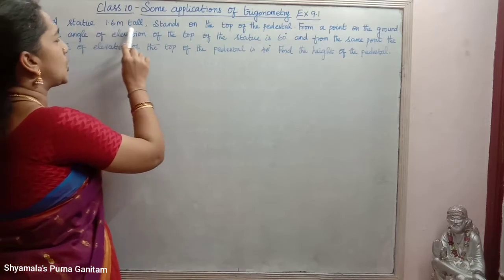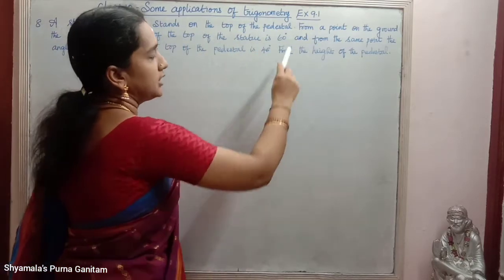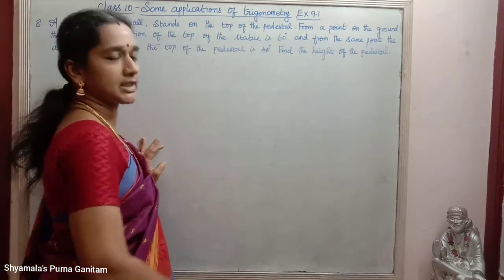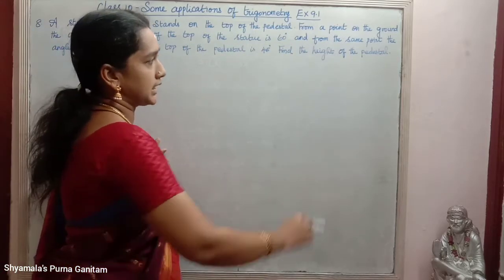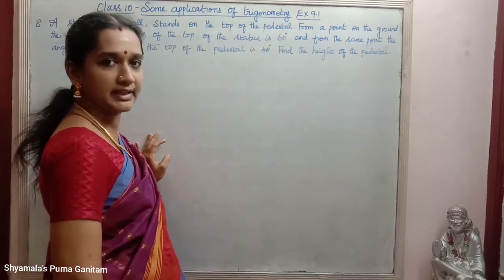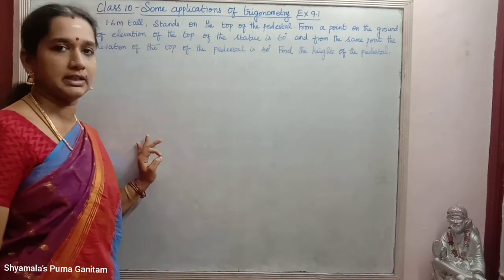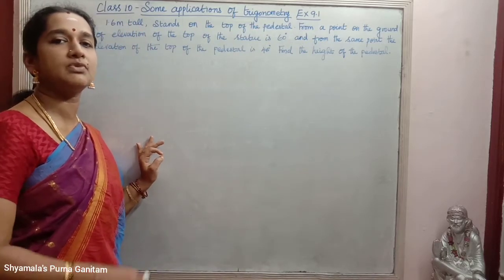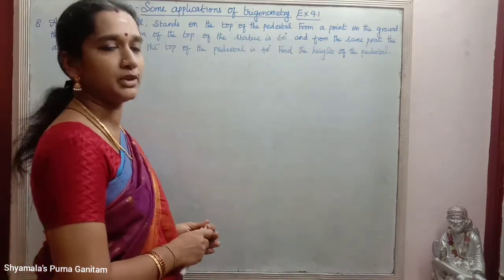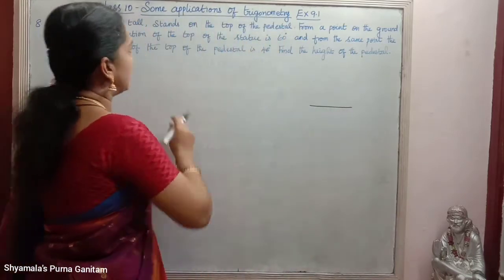A statue 1.6 meter tall stands on the top of a pedestal. From a point on the ground, the angle of elevation of the top of the statue is 60 degree, and from the same point, the angle of elevation of the top of the pedestal is 45 degree. Find the height of the pedestal. So these are the things given. We are asked to find the height of the pedestal. So first we will make the diagram for the given information.